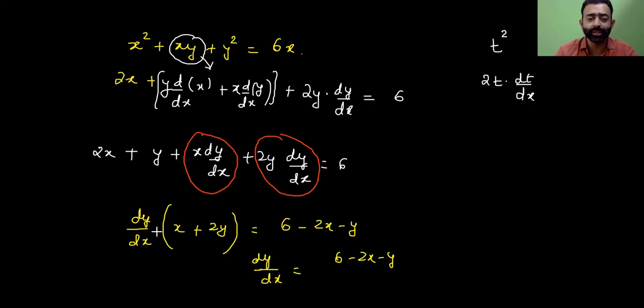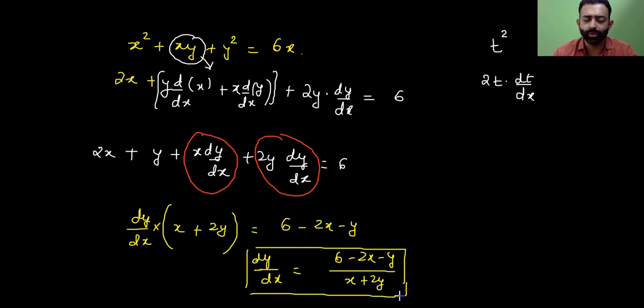Students get confused that they transfer this x plus 2y and make it as minus x minus 2y, that plus will become minus. No, consider this x plus 2y as a single factor which is in multiplication with dy by dx. Okay, so it will come in the denominator of 6 minus 2x minus y. So this is x plus 2y. This is the value of the gradient function or the derivative function, 6 minus 2x minus y upon x plus 2y.